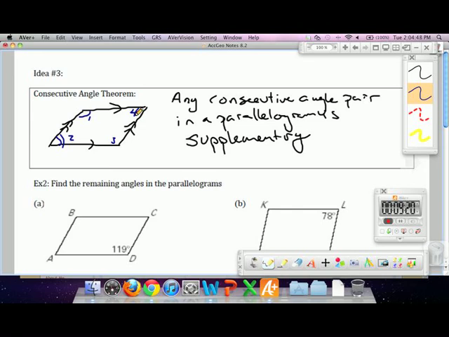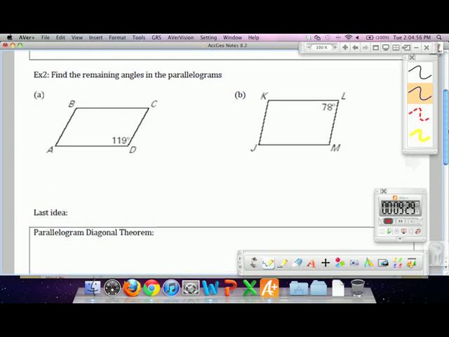So if I give you one angle in a parallelogram, you should be able to find the rest of them. If I tell you it's a parallelogram and one angle, you should definitely be able to find the rest. This one's got to be 61. And then from here, you don't even need to do any more calculating, because we already know that opposite angles are congruent in a parallelogram. So this one must be 61, and this one must be 119.